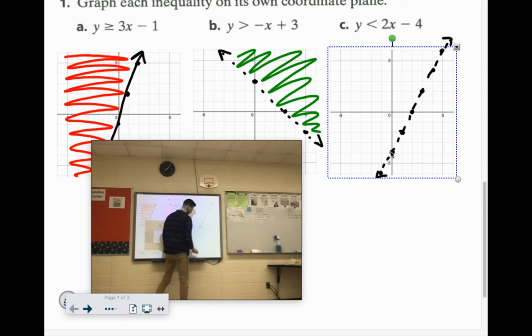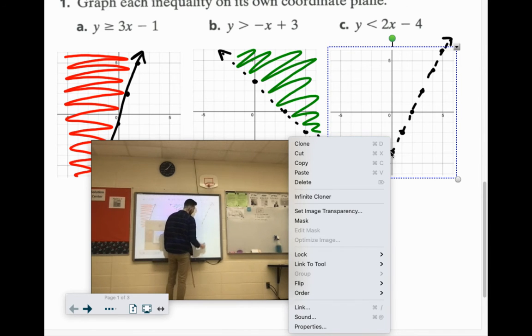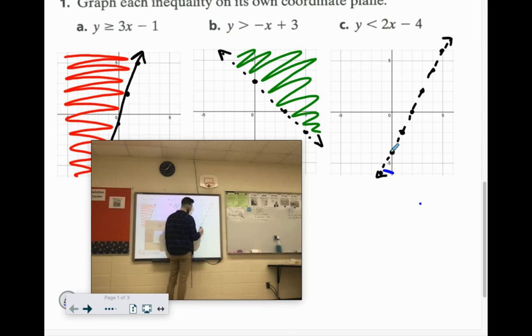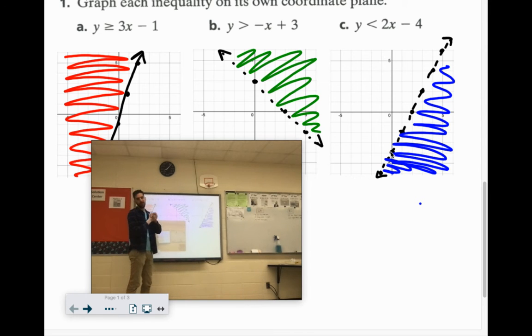That'll show up in a minute. I guess not. I broke everything. Again, the shaded areas are coordinates that work in the inequality.